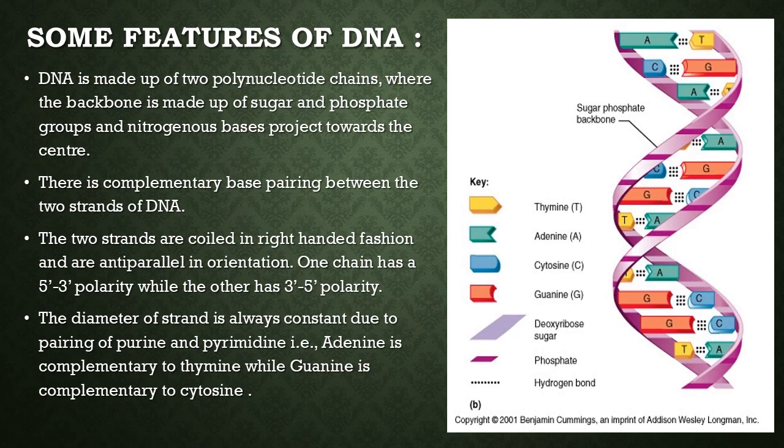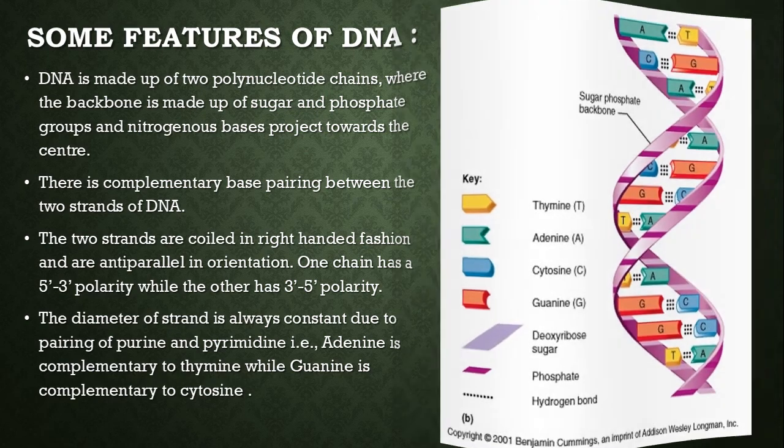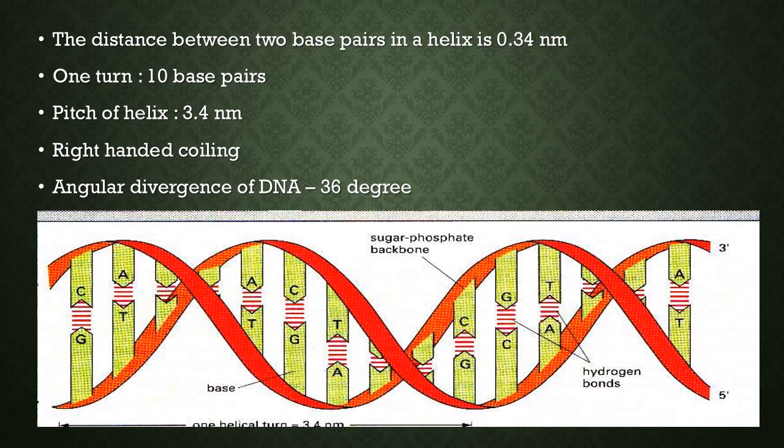The diameter of the strand is always constant due to pairing of purine and pyrimidine. That is, adenine is complementary to thymine while guanine is complementary to cytosine. The distance between two base pairs in the helix is 0.34 nanometer. One turn contains 10 base pairs. The pitch is 3.4 nanometer. Right-handed coiling means dextrocoiling. The angular divergence of DNA is 36 degrees.